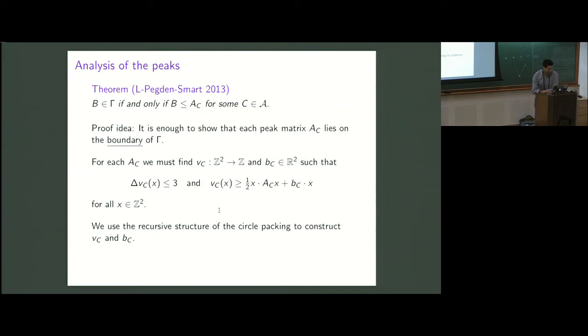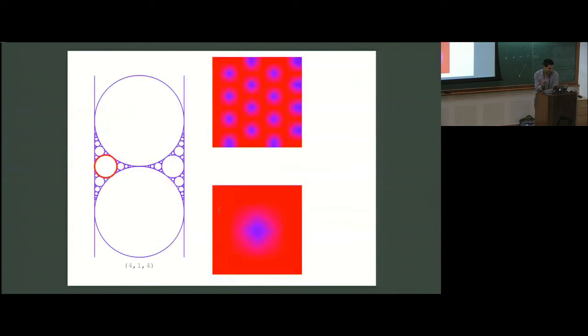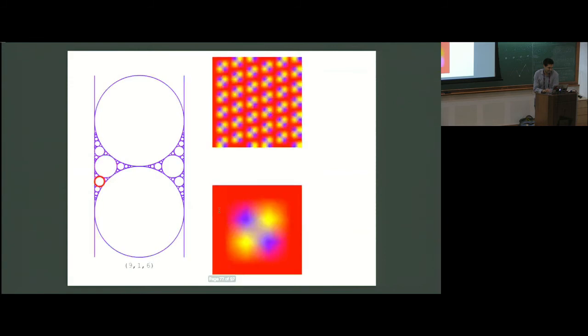On the other hand, the advantage of the construction is it's explicit. So for each circle C, we actually construct a function VC that obeys the inequalities. And that function gives you a periodic pattern associated to each circle. So here are some examples.